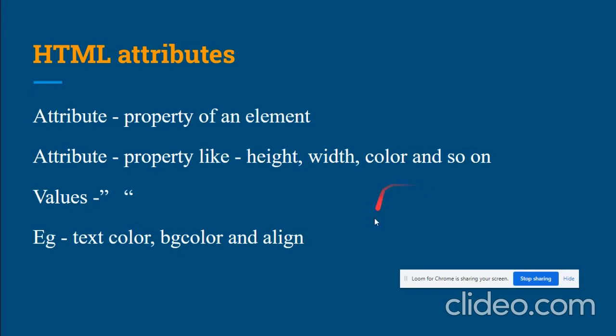So what is an attribute? Attribute is a property of an element. The element may have lots of properties like height, width, color, and so on. So these are called as attributes of an element. Every element will not have all the properties, it will have particular properties. So all these properties are called as attributes or values.